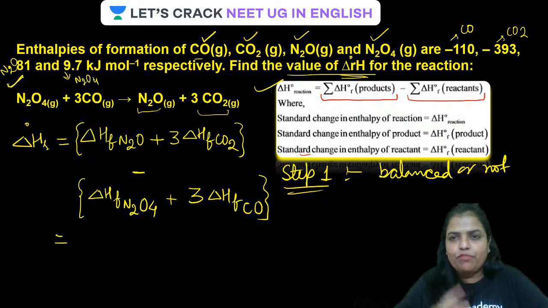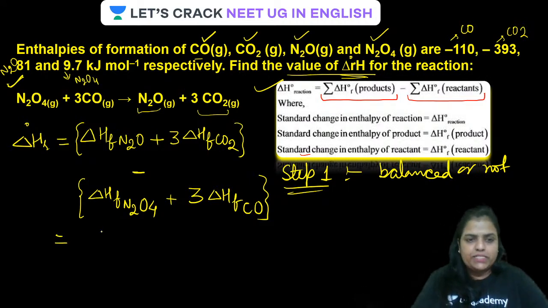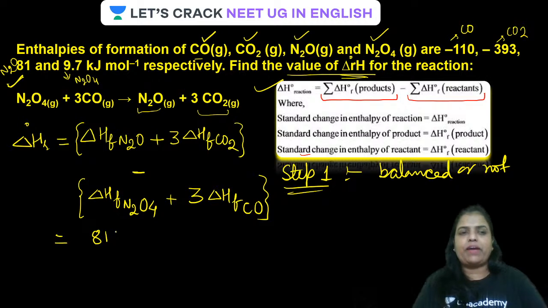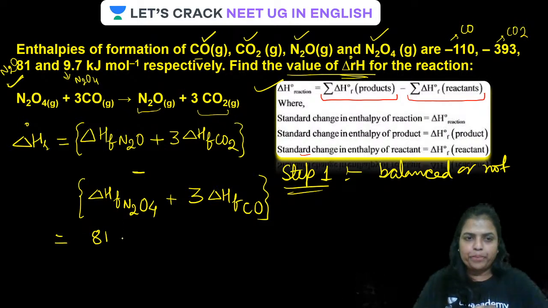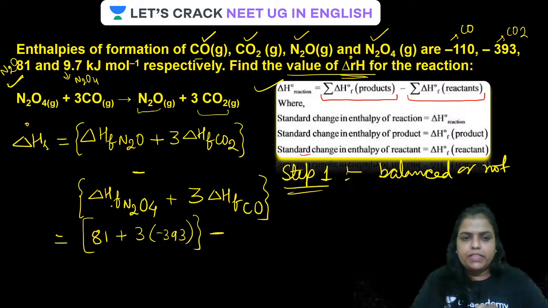So it is very clear from here that for N2O, it is 81. So simply write plus 81 over here. Then, guys, this will be plus 3 into, for CO2, minus 393. So simply write it over here, minus 393, minus. Then the enthalpy of formation for N2O4. Guys, for N2O4, it is 9.7. It is 9.7, plus. What you have to do?